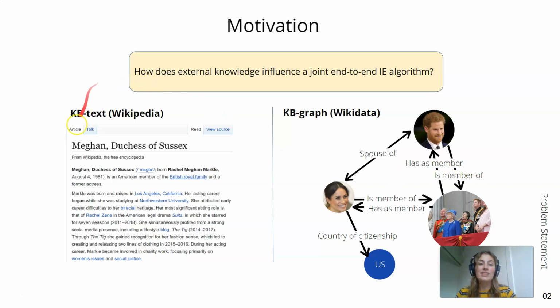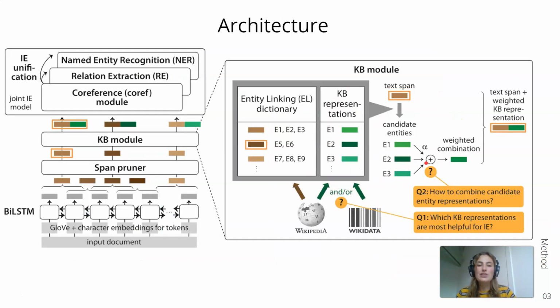On one hand, we'll use entities trained on the hyperlinked text corpus of Wikipedia, which we refer to as KB text. On the other hand, we'll use entities trained on the structured tuples of Wikidata, which we refer to as KB graph. The research builds upon previous work of my co-author Zaporozhets, which is inspired by the dynamic span graph model shown on the left-hand side. It is the spans that we will use to append the external knowledge to.